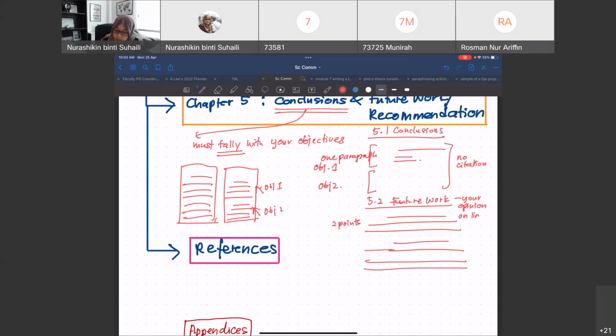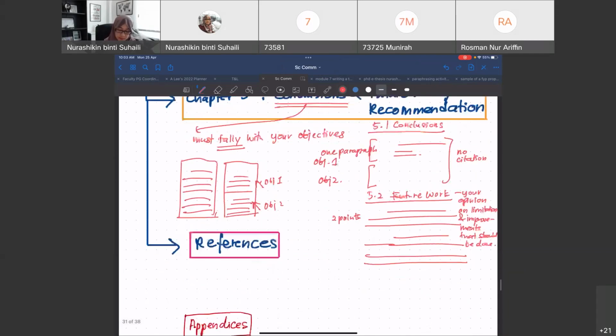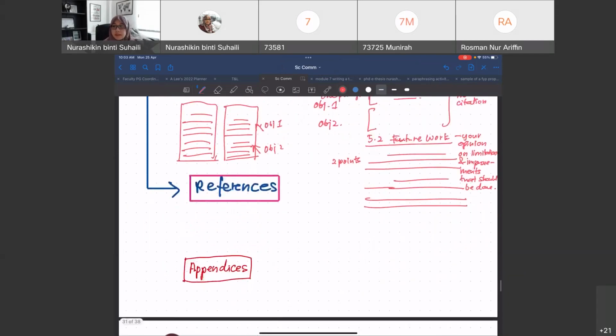Your opinion on limitation and improvement that should be done in the future. That's why it's called future work. Okay, that's chapter 5. References is the same lah.